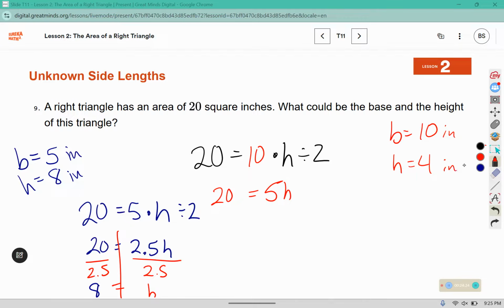There are several different possibilities besides what we have here. But ultimately, our base and our height multiply to make 40. 5 times 8 is 40. 10 times 4 is 40. Because then when we divide by 2, 40 divided by 2 gives us 20.